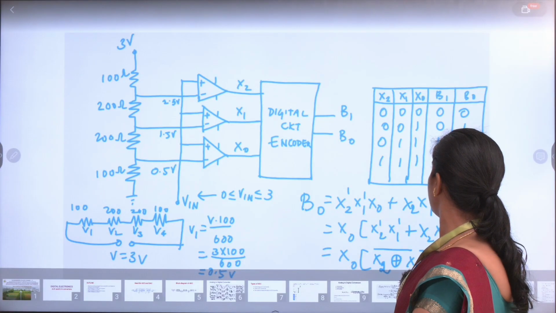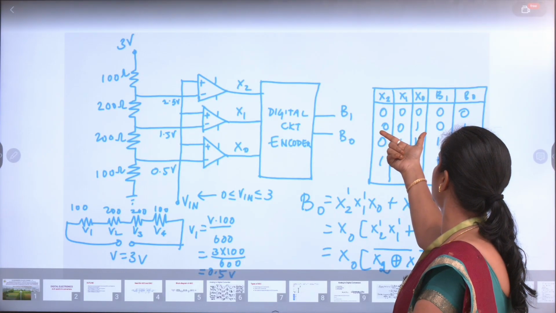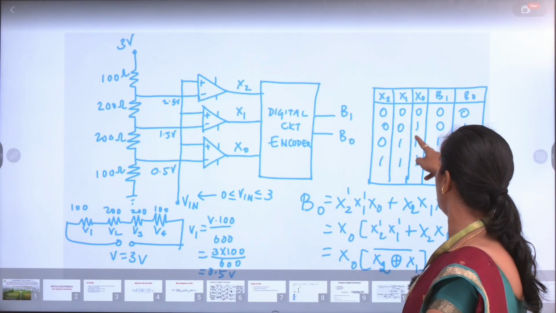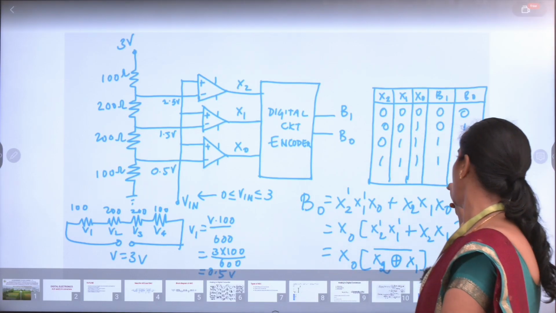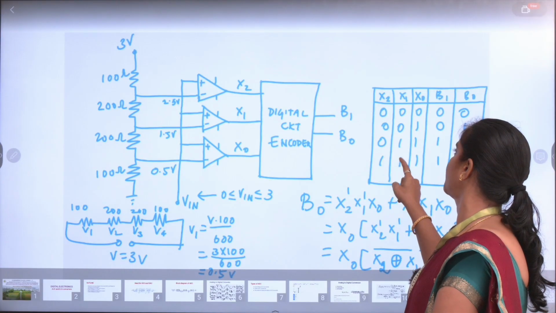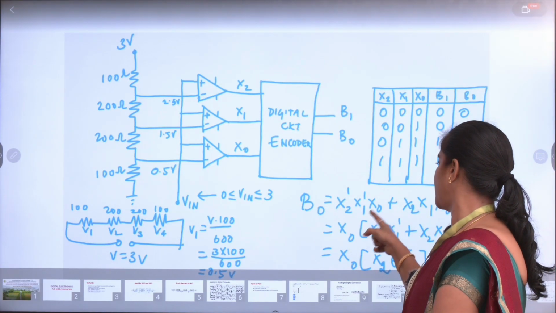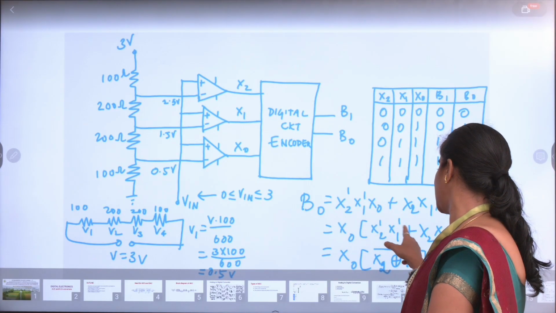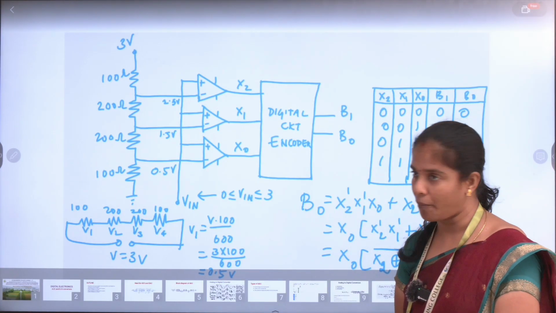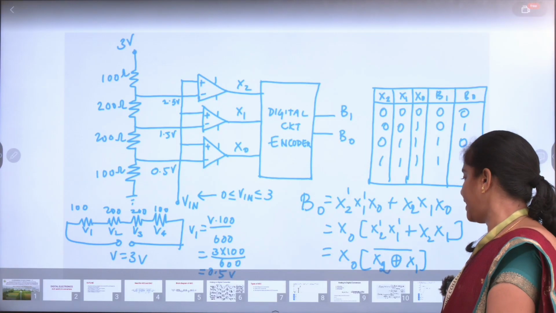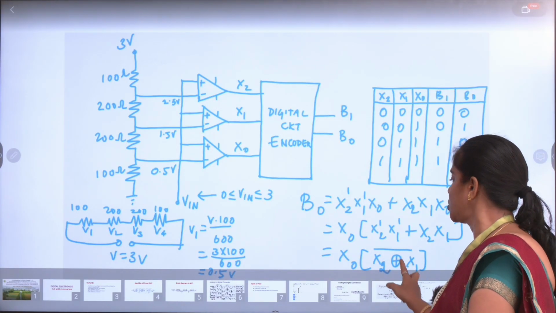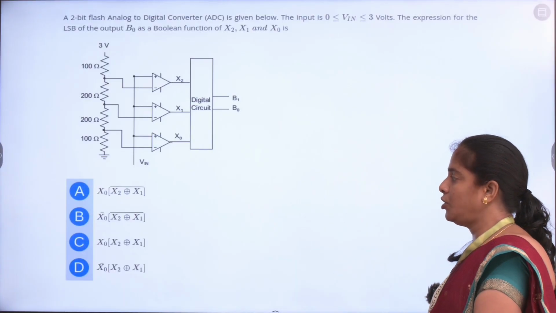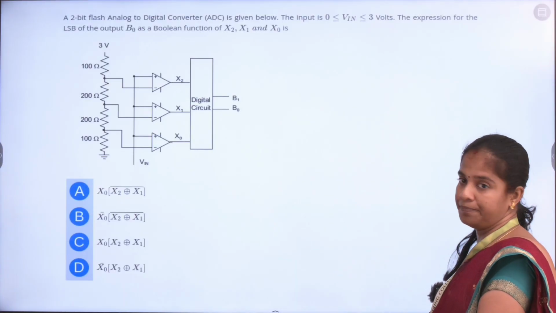So B0 is equal to 1 for the logical combination of x2 bar, x1 bar and x0, plus another one we are getting for this combination of x2, x1, x0. So by summing these two, we can take x0 in common, so that we are getting x2 bar x1 bar plus x2 x1, which is equal to the XOR operation of x1 and x2, bar. So the output is option A, x0 into x2 XOR x1 bar.